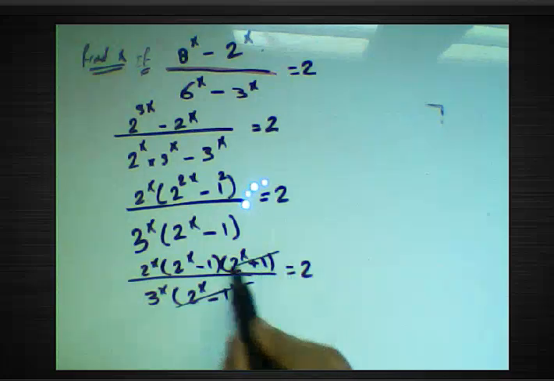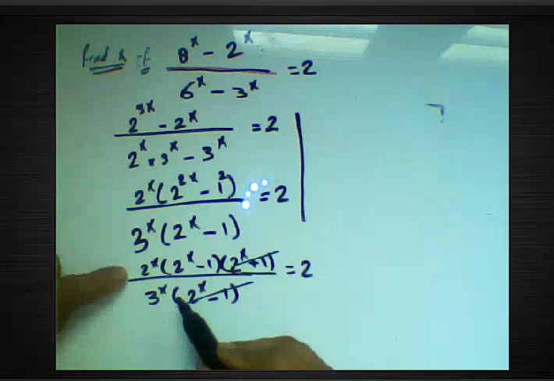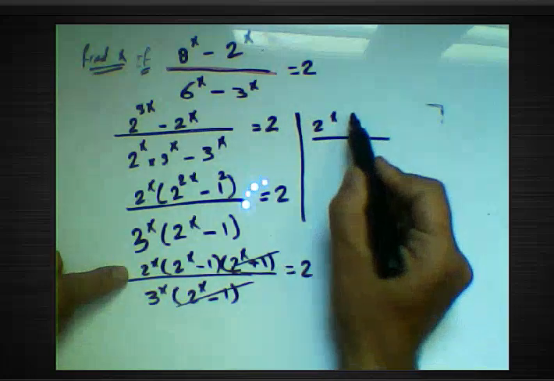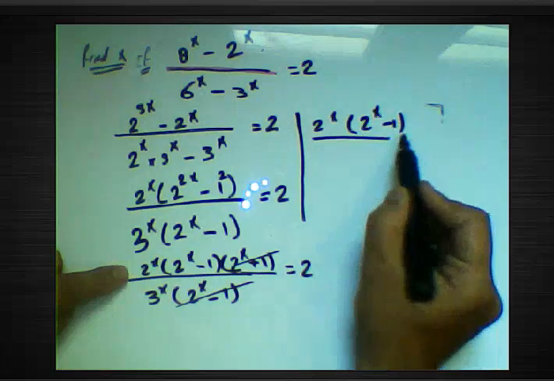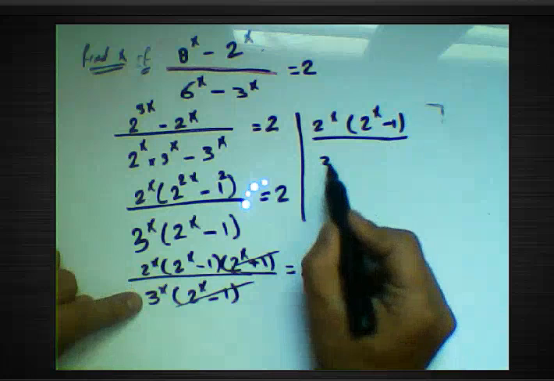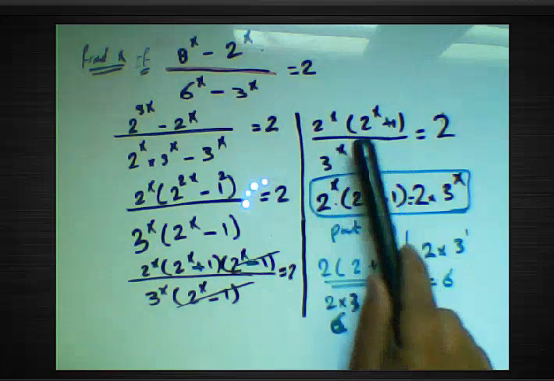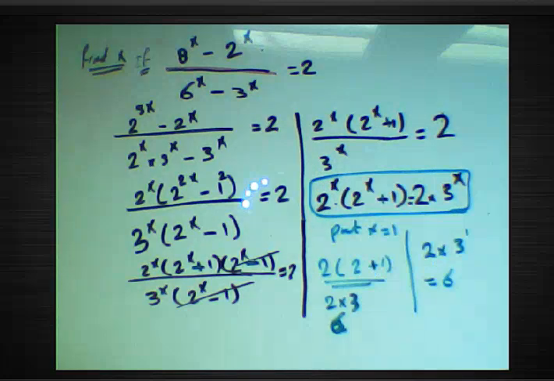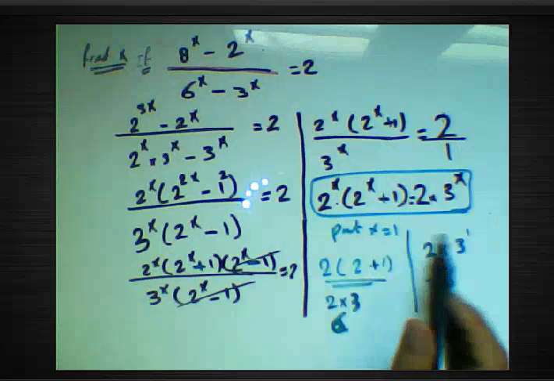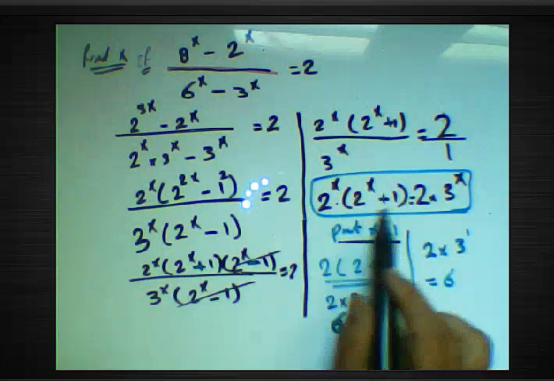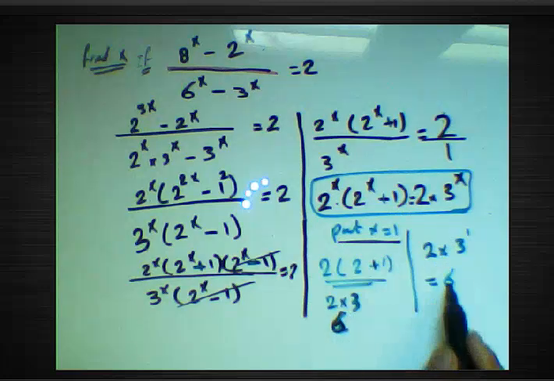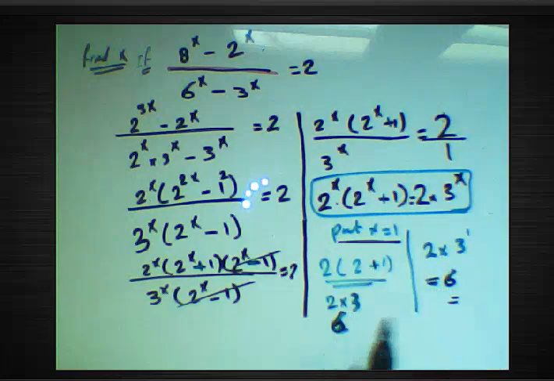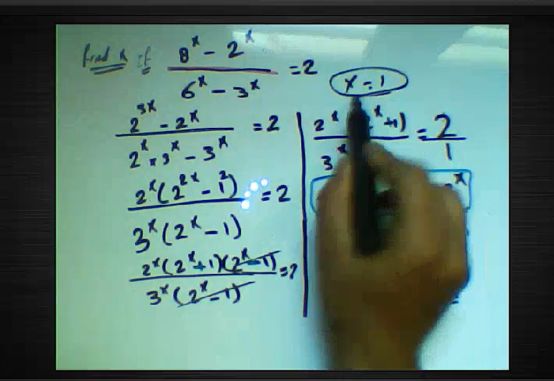We can cancel this expression by this expression and complete here 2 power x multiplied by 2 power x plus 1 over 3 power x equal to 2. Find the result about the product: the product of extremes equals the product of means. Then if we put x equal 1, the left hand side will be equal 6 and the right hand side will be equal 6. Left hand side equals right hand side if x equals 1. Then the solution of this example, what will it be? X will be equal 1.